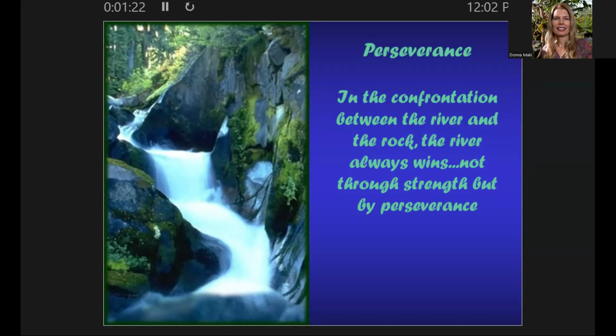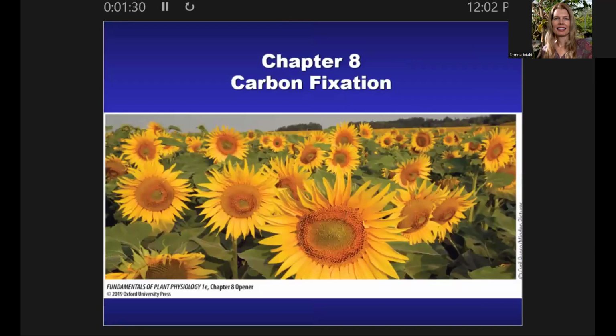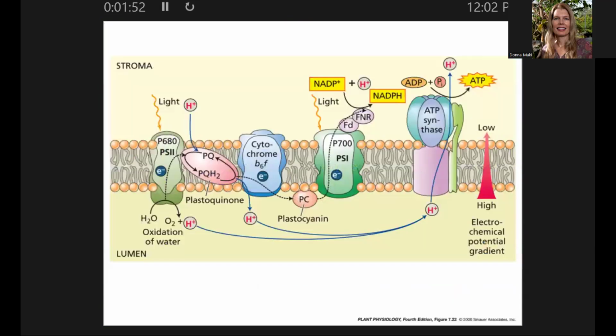But let's first talk a little bit about, I guess the fancy way to talk about it is called carbon fixation, which is now the idea that the plant will take in carbon dioxide and use that to make sugars. And so in order to do that, they have to have enough reducing molecules and they have to have enough ATP in order to get that to happen. So that's all happening through the light reactions, which we've already covered.